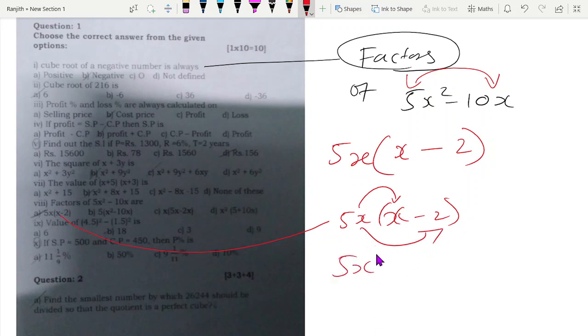5x into x is 5x square. Minus 5x into 2 is 10x. Are we getting the 10x? Are we getting this? So there are two ways to solve. Either you take the options and solve, and check whether you're getting the question, or if you know the question, directly you can solve this and get the answer.